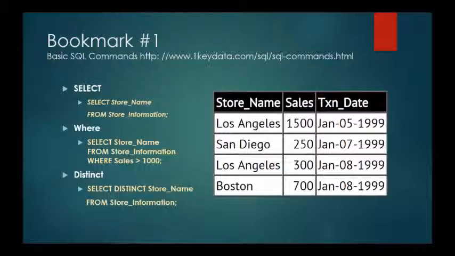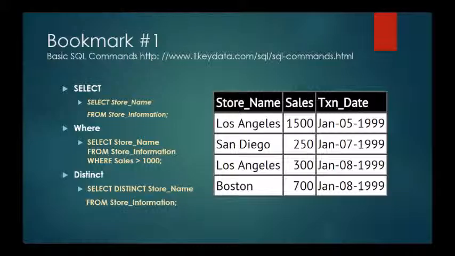This resource also gives information on the basic functions in SQL. For instance, we use the select command to choose the information we want from a table. This example selects all the store names from the table store information. We can also use the where clause to filter the result set based on certain conditions. This example selects all stores with sales above $1,000 from the table store information.